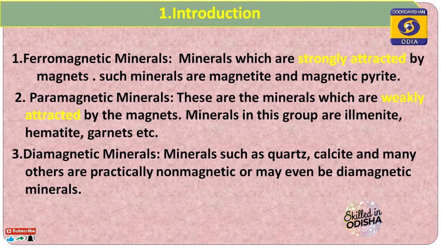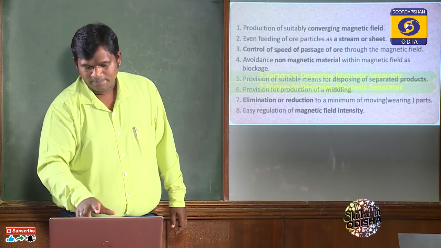Then the third one is diamagnetic minerals, such as quartz, calcite and many others, which are practically non-magnetic, and may even be diamagnetic. So quartz, calcite and other non-magnetic minerals are known as diamagnetic minerals. Then we come to another part.